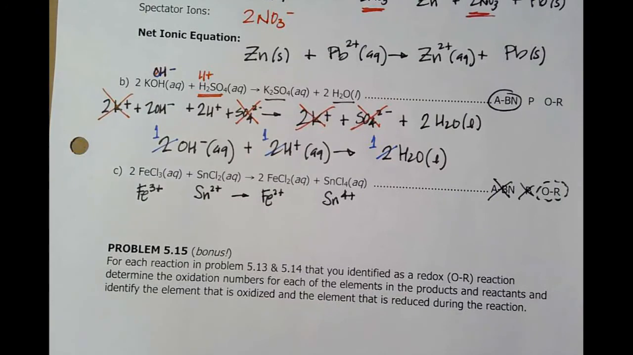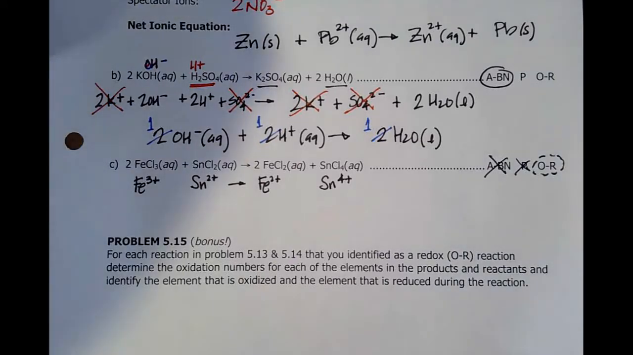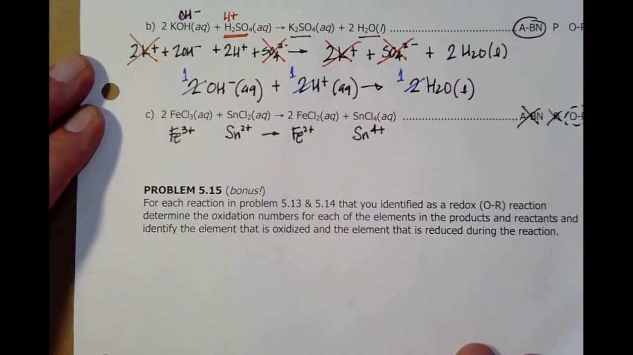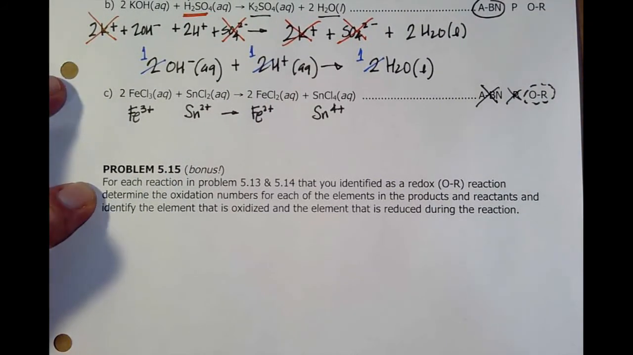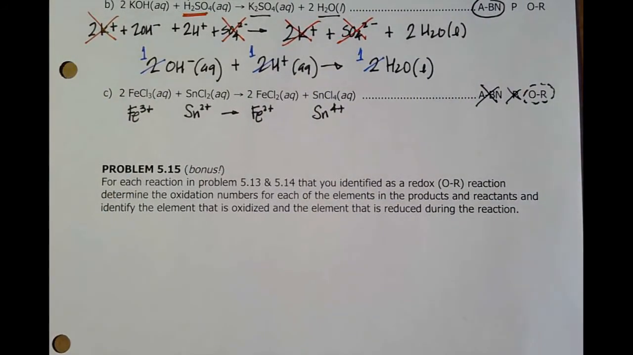If you look at it that way, I'm hoping you say, oh, yeah, I can see. We said elements alone, or if we see that charges have changed, we know we've got oxidation reduction. We've had an exchange of electrons. Okay, I'll let you sort that out. Write the net ionic for that. Again, the answer is 5.14. I don't know if it's 513 or 514, number C. So you can find the answer to that. And then 15 says, hey, any of those that are redox, identify the oxidation and reduction.